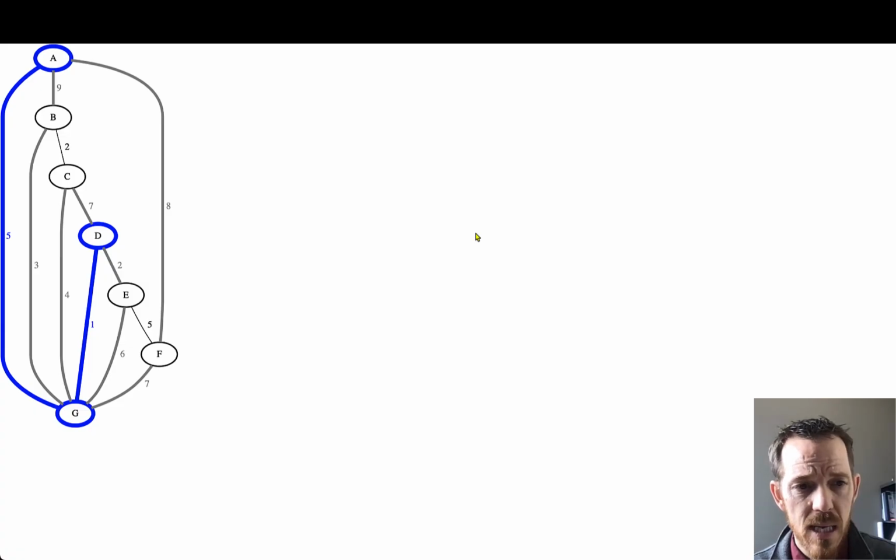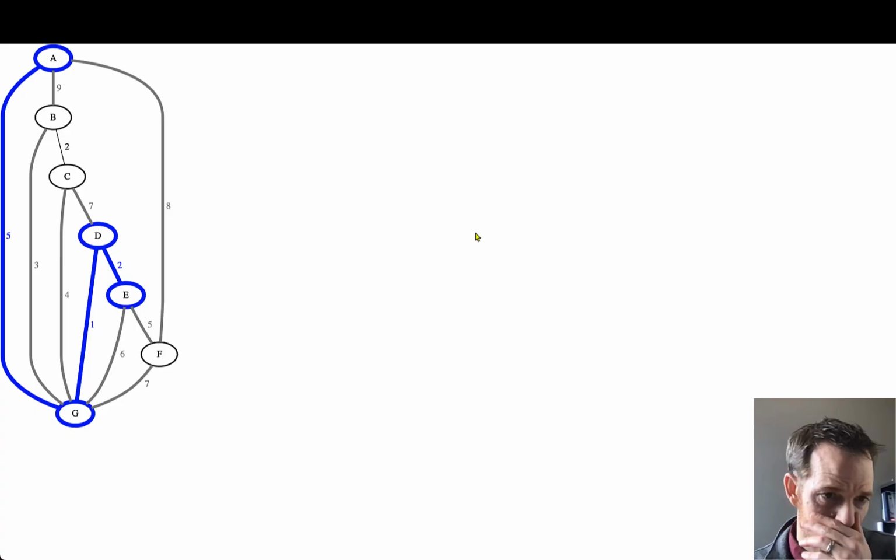and then we would update to include the edges that go from D. Again, we'd look at all of the edges that come from the minimum spanning tree that go to a vertex that's not in the minimum spanning tree, and we would choose an edge with length 2 from D to E. Notice we don't consider the edge from B to C because neither B nor C is part of the minimum spanning tree yet.